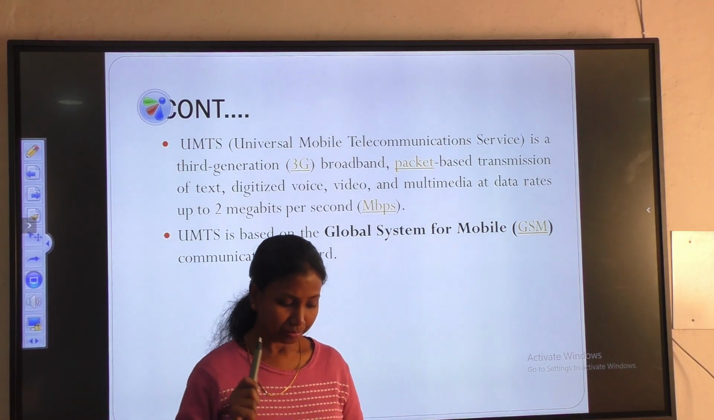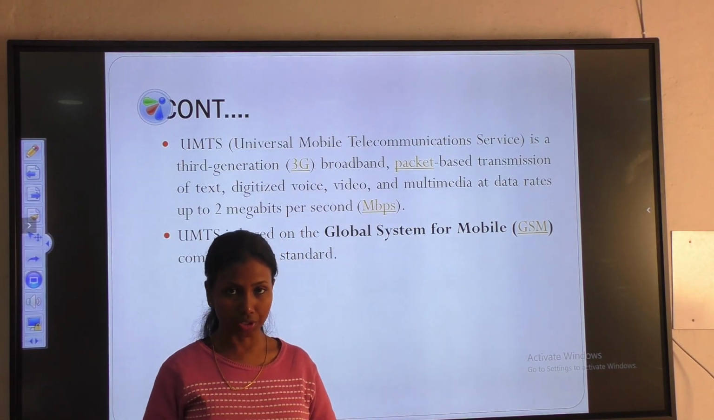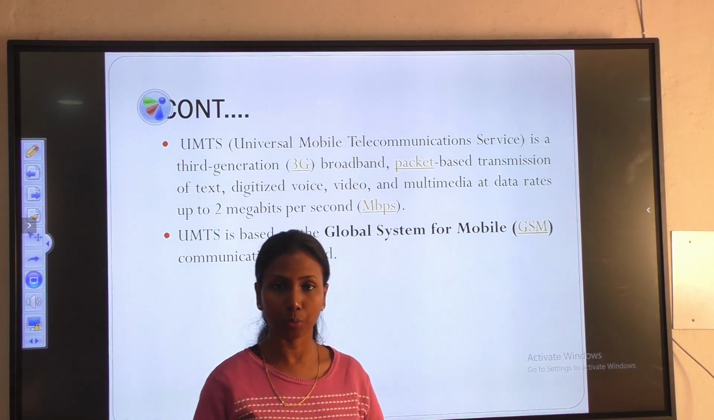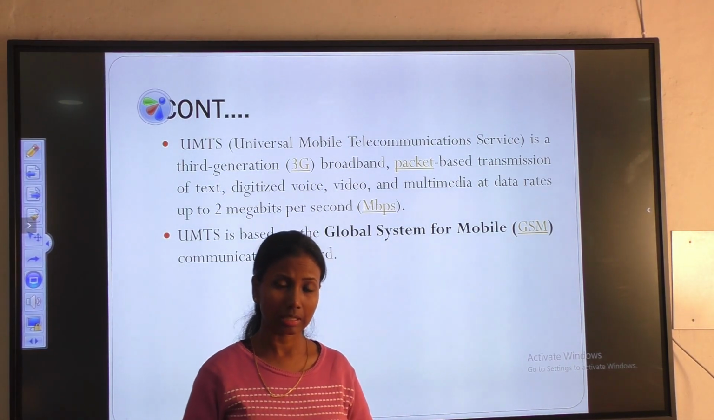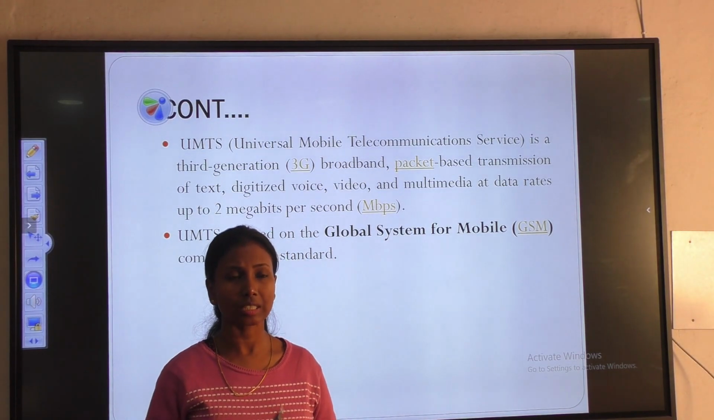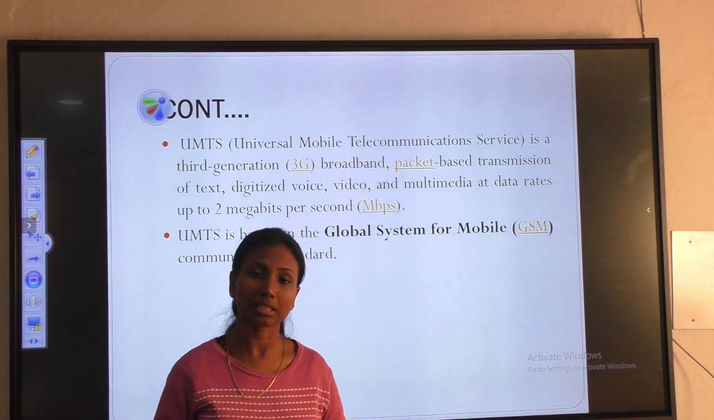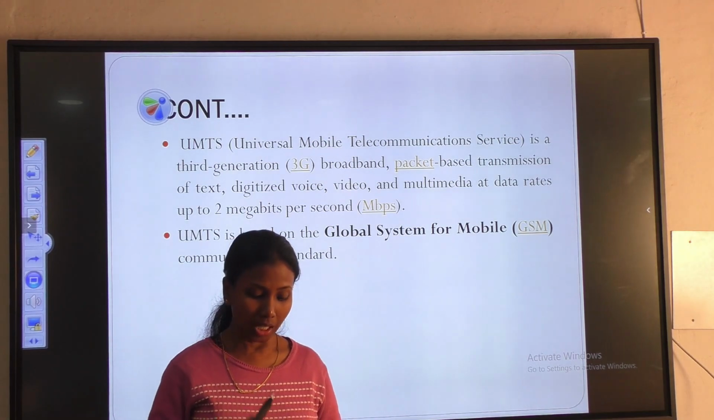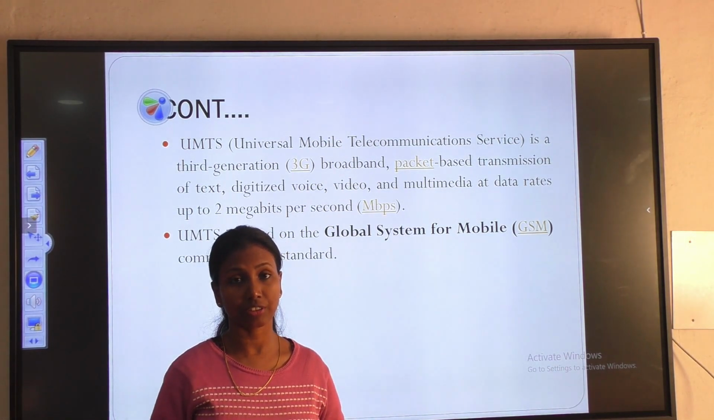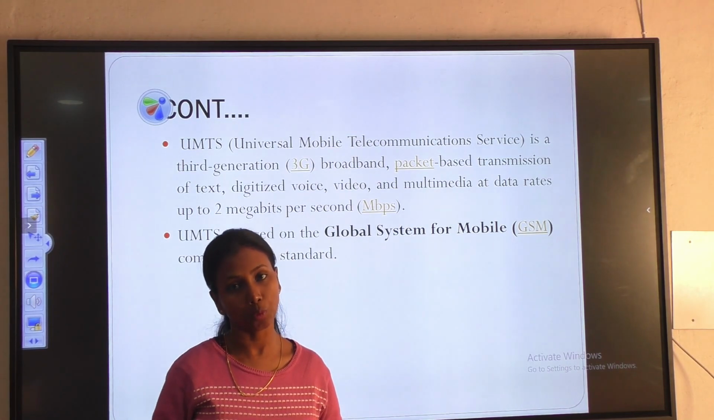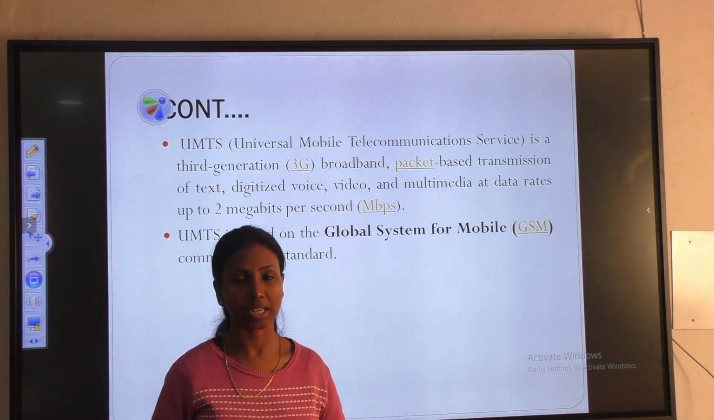Whenever we are talking about 1G, the first generation of mobile communication, it only supports voice signals or analog signals. The second generation supports SMS facilities and multimedia message facilities. The 2.5 generation supports GPRS services plus the Global System for Mobile Communication (GSM) standards.